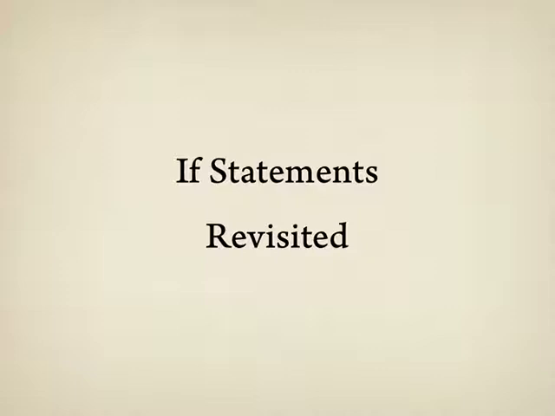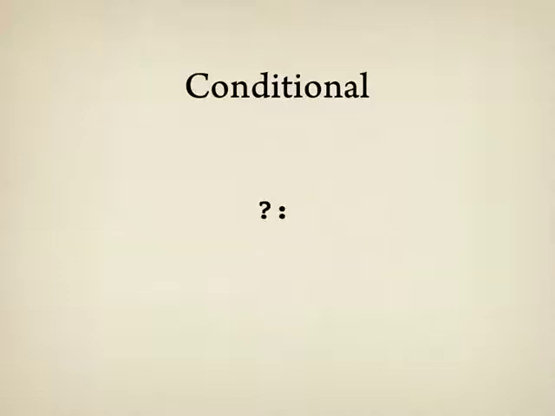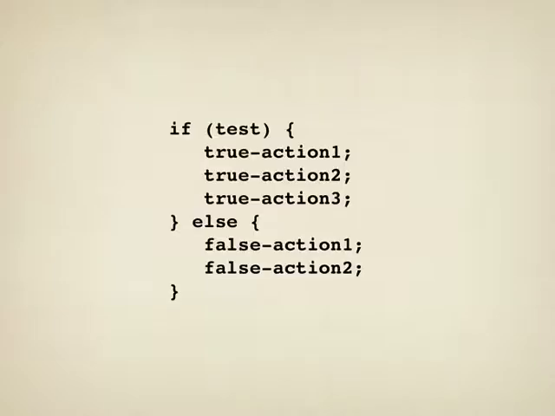The first shortcut is called the conditional, and it's written with this kind of weird notation with a question mark and a colon. I'll show you how to write a conditional. So here's an if statement in all of its glory. We begin with the word if, of course, and we have the test, and then a bunch of actions that we take if the test is true, the keyword else, and some actions we take if the test is false.